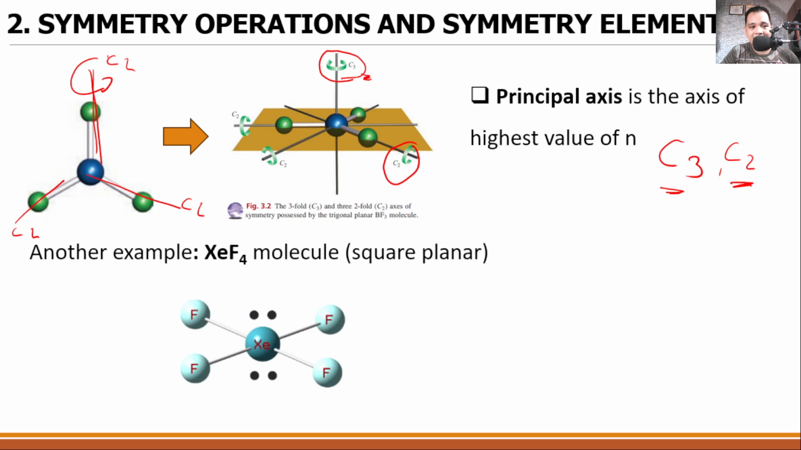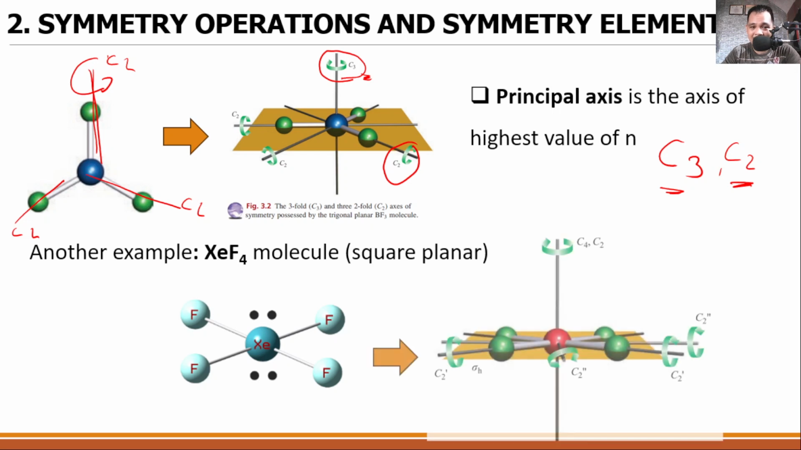So, another example, the xenon tetrafluoride. Ayan. So, ano kaya yung ating principal axis dito? So, we have C4 and C2. Principal axis is C4. So, bakit kaya ulit ganun? Kasi, di ba, ang n natin, if you calculate that, meron tayong 90 degrees. Okay. Bakit kaya 90 degrees? Okay, I have this, I made it again. Ito. So, this is the Xe, di ba? Square planar yun, right? In a VSEPR model.